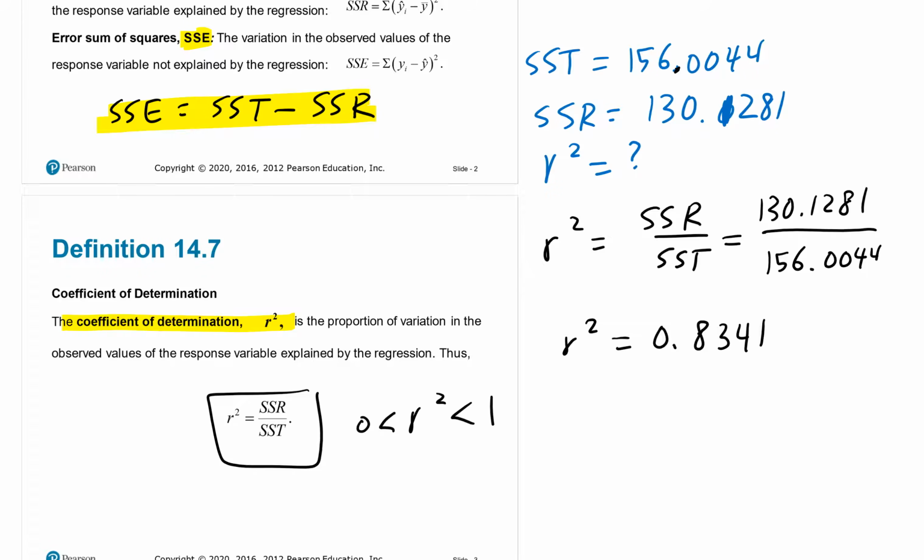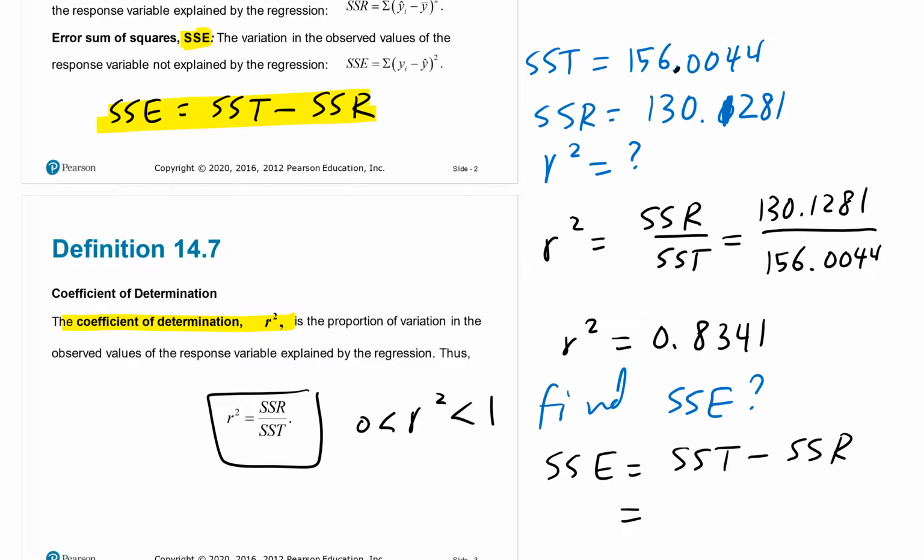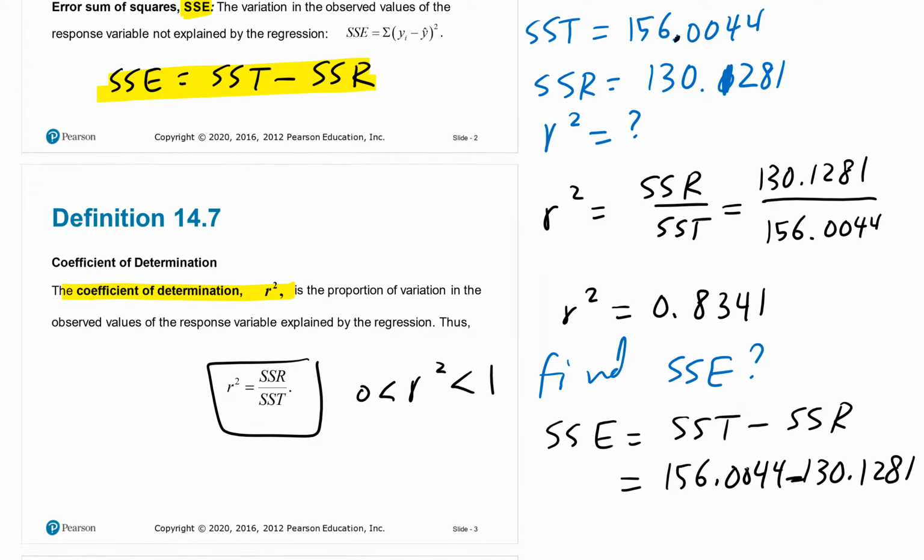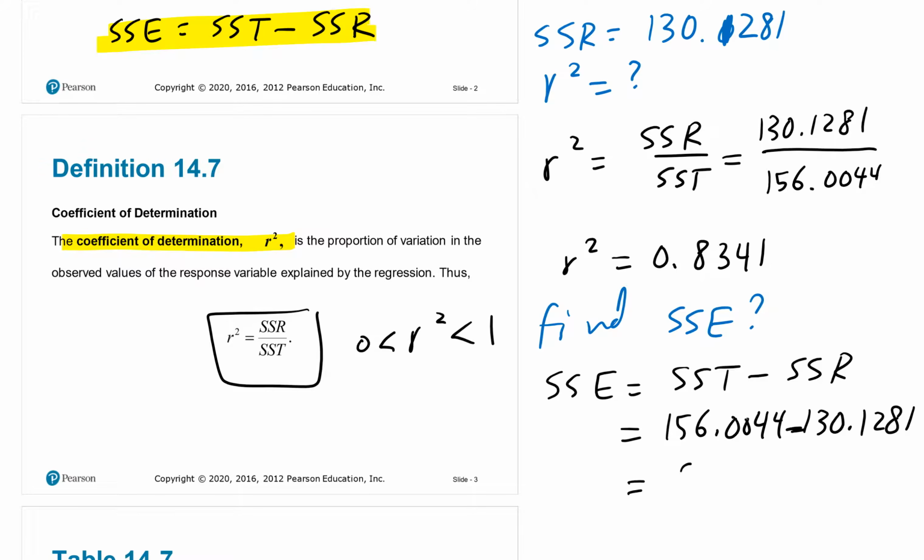Now, how do you find the SSE if we're asked? Well, as I just gave the formula, SSE is SST minus SSR. SST is 156.0044 and SSR is 130.1281, and that gives us 25.8763. That's what SSE is.